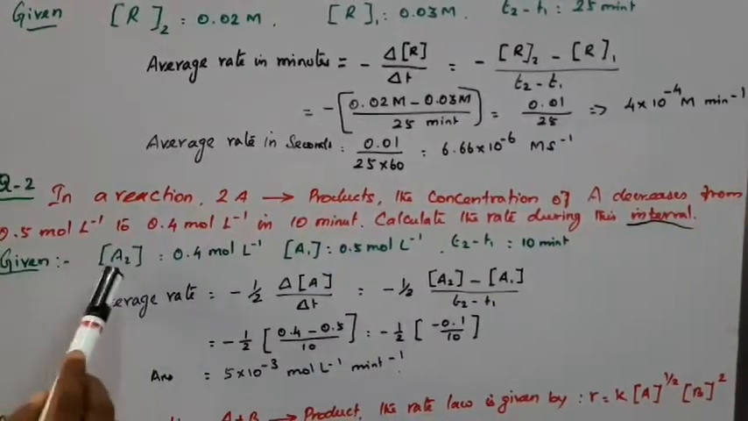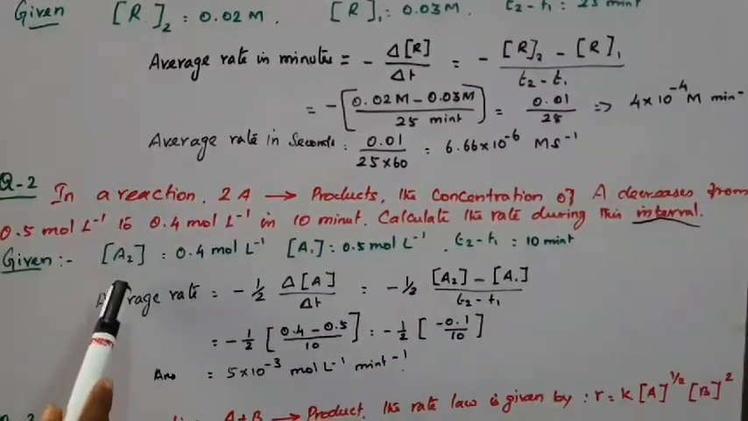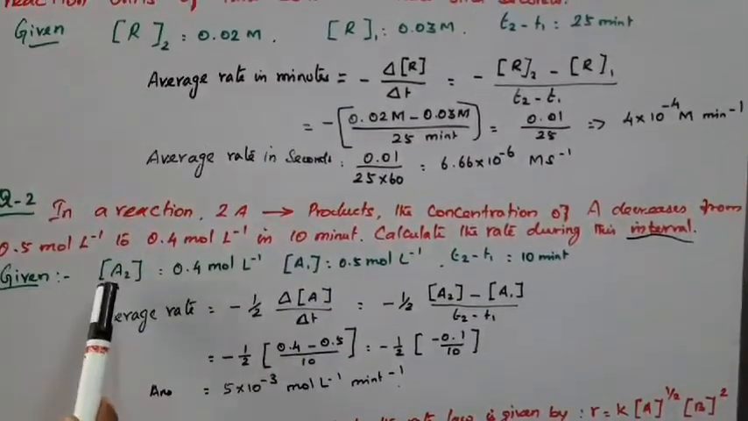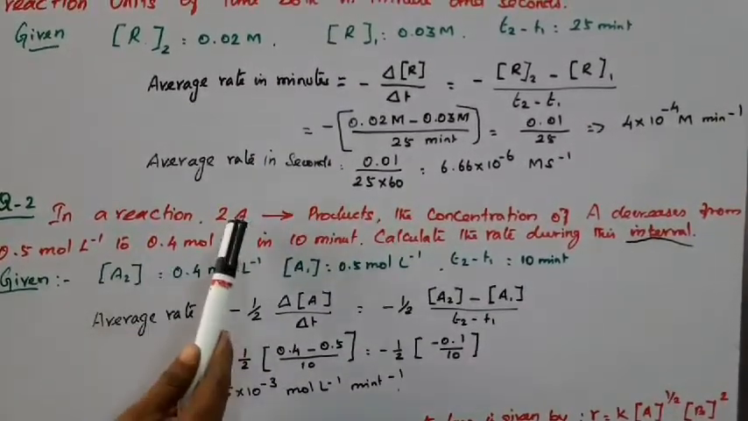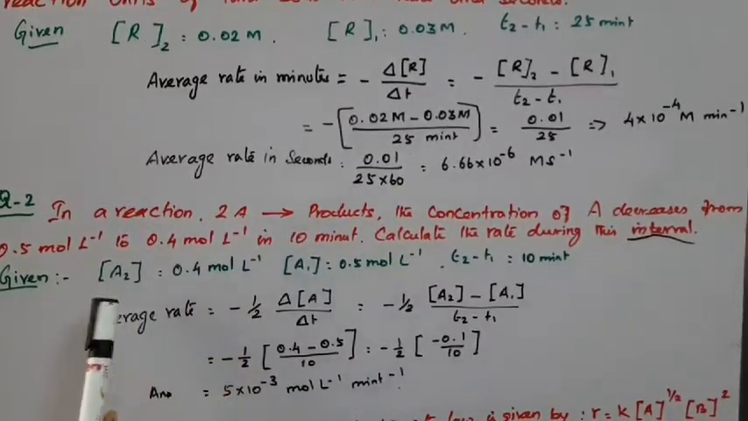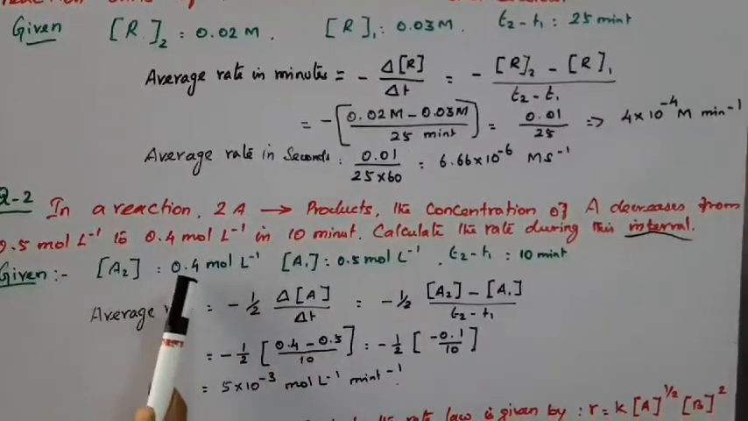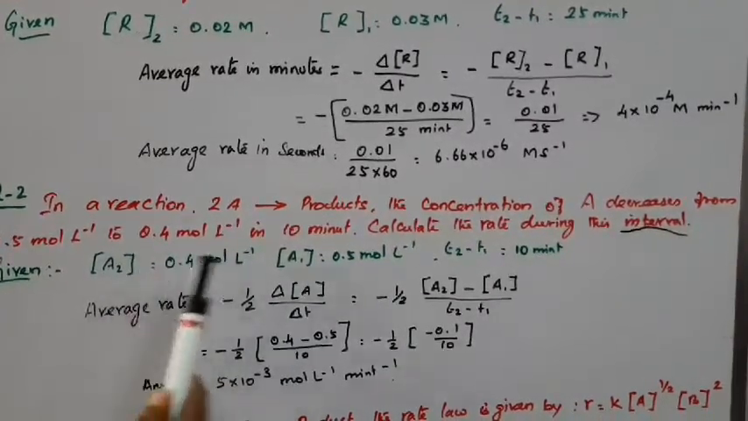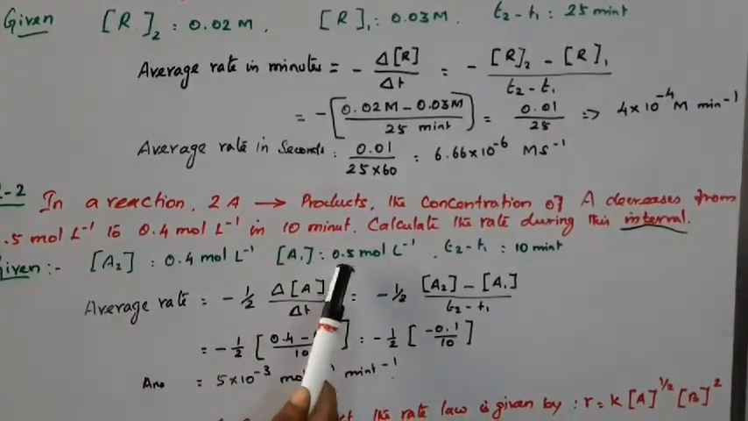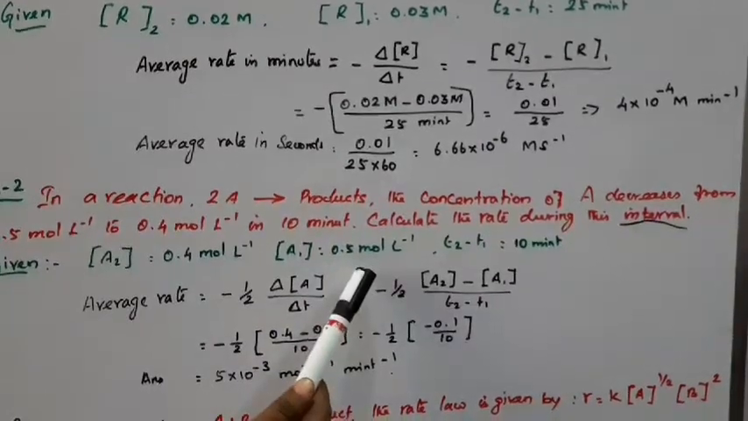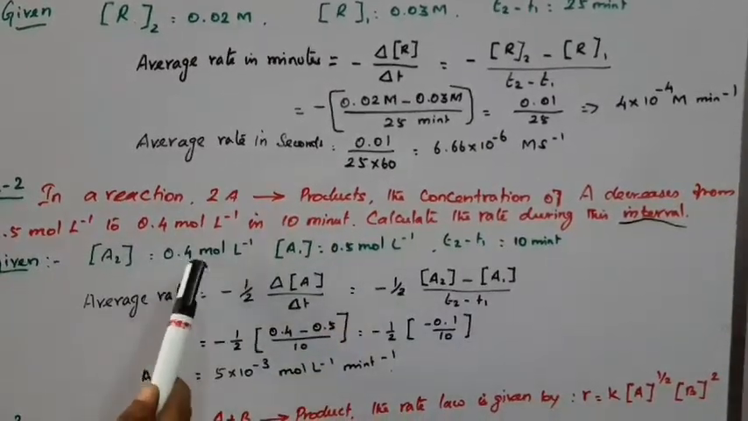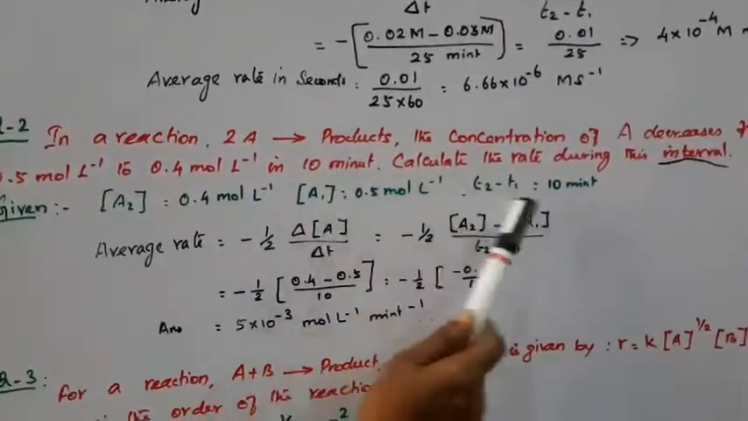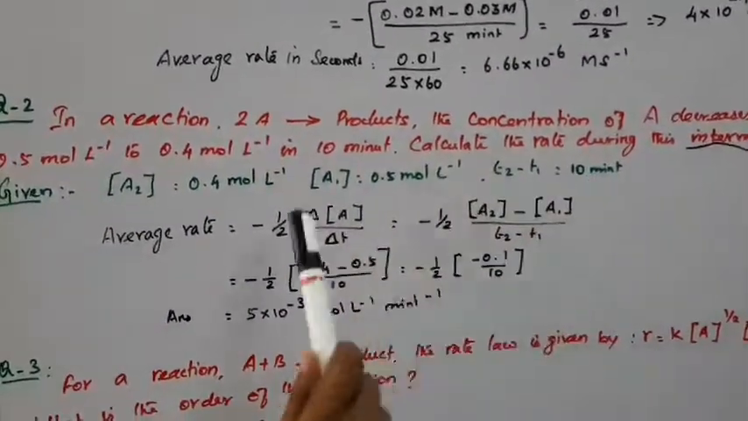Usually you have to write the given data. Here, the reactant sign represents A2, which is the reactant concentration. So A2 equals 0.4 mole per liter. This is final, and this is for initial, 0.5 mole per liter. From 0.5 mole per liter it has been consumed to 0.4 mole per liter, within 10 minutes.